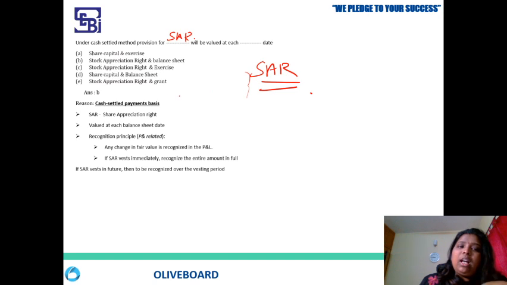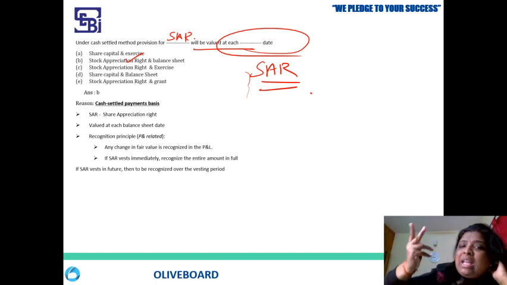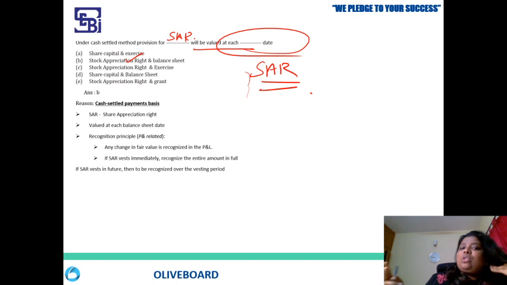You are getting it? So now the answer is, under cash settled method, provision for stock appreciation right will be valued at each balance sheet date. It will be revalued every time, every balance sheet date until the vesting period is over. If at a balance sheet date the share value is 200 rupees, and at the next balance sheet date it is 220, then I have to increase my provision by a further 20 rupees. Like that, it will happen during the vesting period. If it is 2 years, so 2 years. If it is 5 years, so 5 years. 10 years, so 10 years. You're getting it? So SAR will be accounted in such a fashion.